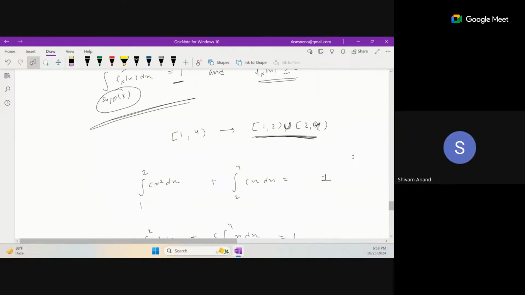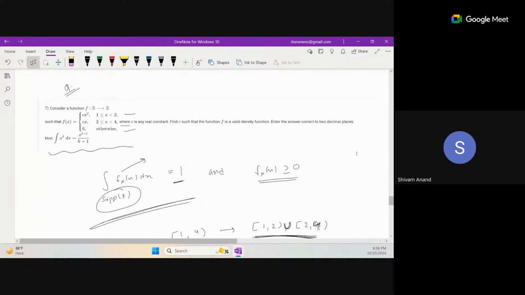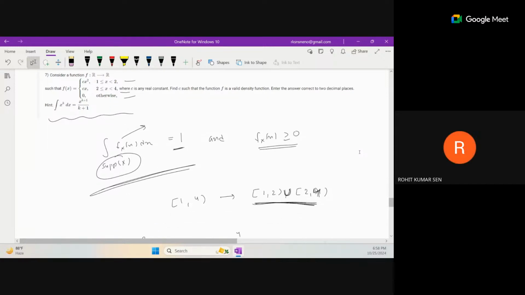Sir, could you please repeat what the criteria are for a valid density function? A valid density function is: first of all, if you integrate in the support, it should give the value 1. And another thing is your density should always be greater than or equal to 0. It cannot be negative. But it could be 0, sir, right? Yes, it can be 0.